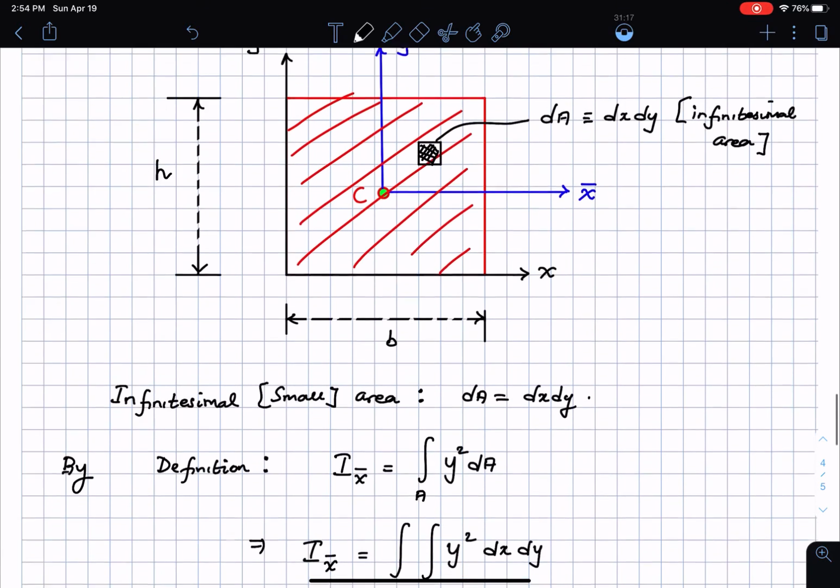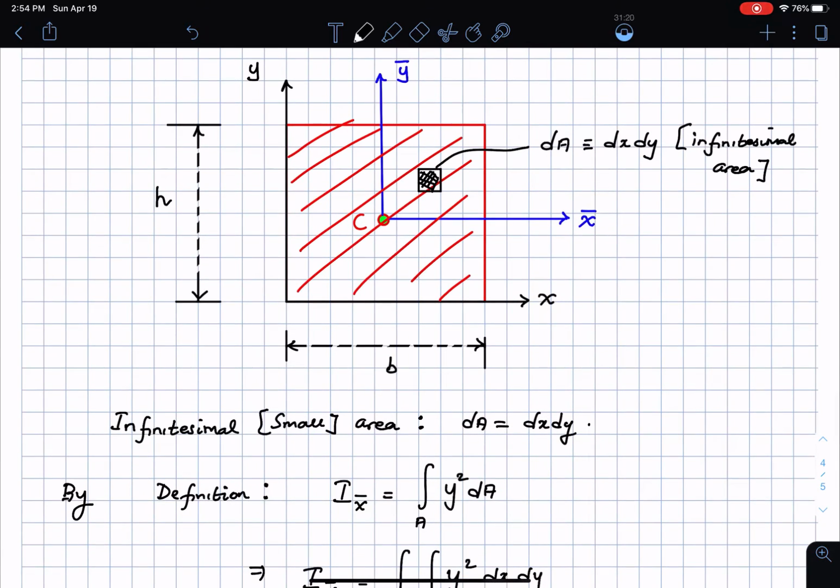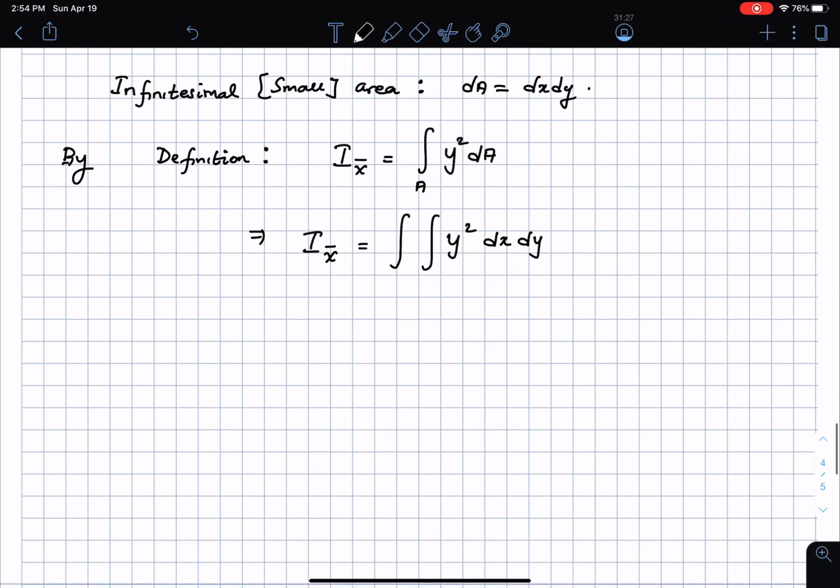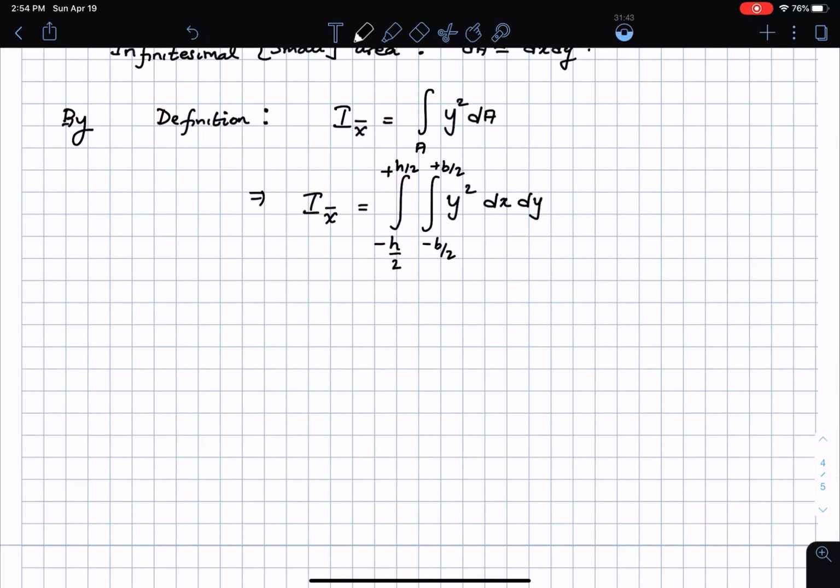The limits of integration: you can see that the centroid is at the middle of the rectangle, which means that I'm going to be going from minus h by 2 to plus h by 2, and minus b by 2 to plus b by 2. This is the integration. I'm going to skip through the integration because we know how to do these integrals, and if you do the integration, then you end up getting I x bar is going to be 1/12 b h cube.